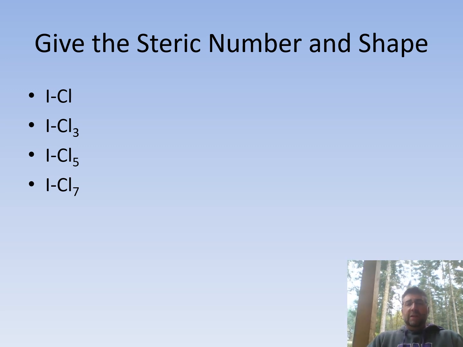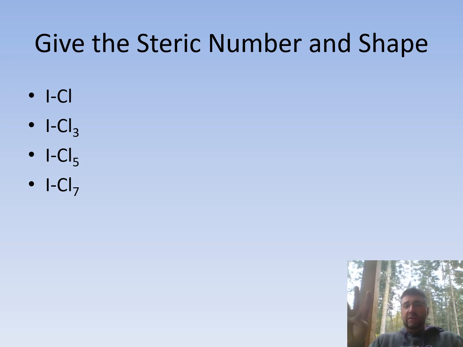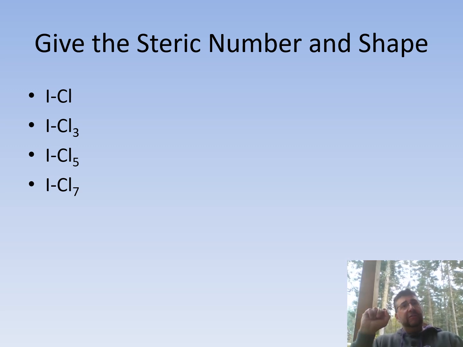So let's see what you figured out by giving the steric number and shape for these 4 molecules. I want you to pause the video. I want you to draw each of the 4 with iodine as your central atom, so iodine's your A. The chlorine would be your X, and then you have to include any lone pairs that the iodine has. What's the steric number, and what's the shape? Pause the video. Come back and let's see what you do.